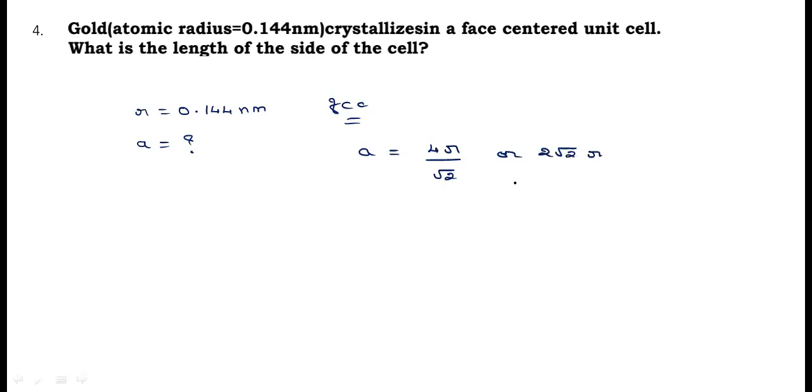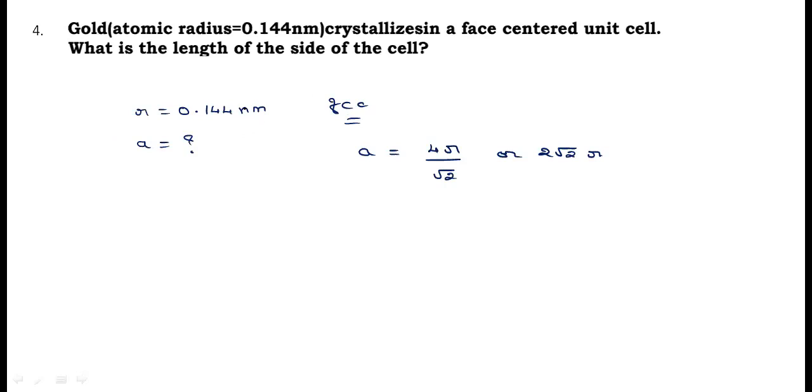So we'll look into one more problem. Gold with atomic radius 0.144 nanometer crystallizes in FCC. What is the length of the side of the cell? That is, what is the edge length they are asking. Now we know that for the FCC crystal system, a is equal to 4R by root 2, or 2 root 2 R, is the edge length.